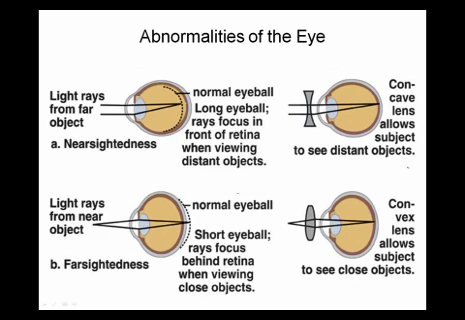Someone that is far-sighted, the eye is too short. So again, the dotted line in the diagram represents where the normal retina would be, and the light rays are being focused at a point behind these individuals' retina, and so they have difficulty seeing up close. So if we use a convex lens, again we can bend the light rays prior to those light rays entering the eye, and it will allow these individuals to focus and see clearly.